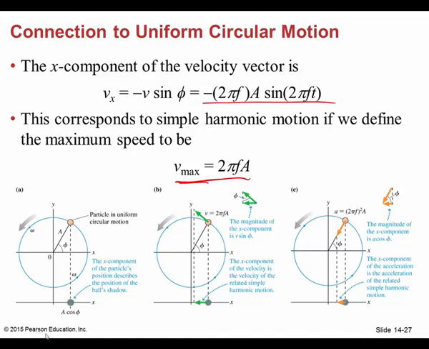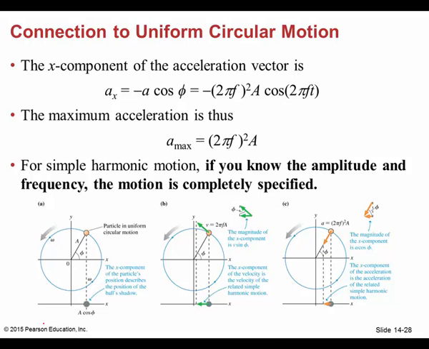Then, guess what? We can take the derivative of that, and notice what it becomes. It becomes negative 2 pi f squared times A times cosine of 2 pi f t. And again, where is acceleration maximum on the cosine side? It's a maximum at 0 degrees, isn't it? Because the cosine of 0 is 1. And so then it all becomes 2 pi f squared times A.